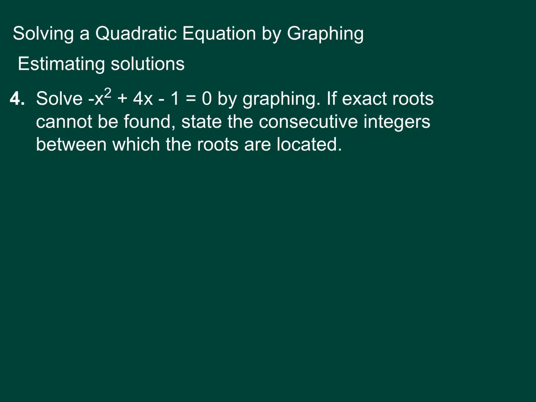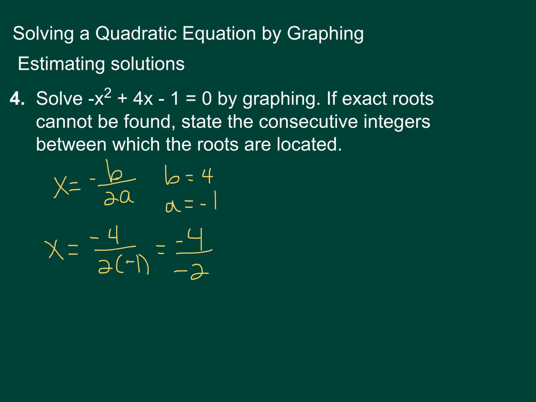First, we're going to graph this. So let's find the vertex. So x equals negative b over 2a, b is equal to 4, a is equal to negative 1, so x equals negative 4 over 2 times negative 1. So that's negative 4 over negative 2, which is positive 2. So x equals 2 is our axis of symmetry as well.